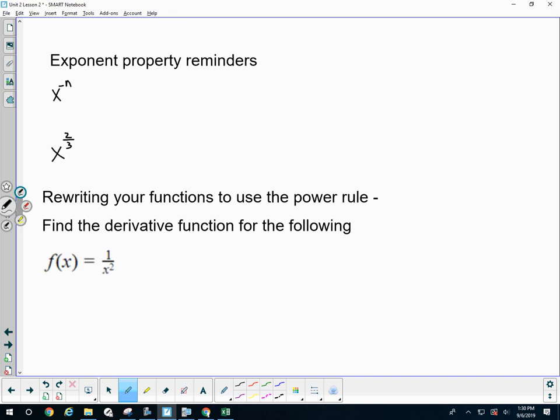Reminder, some rules of exponents. We have a negative power. Talked about it last class. It's the same as the reciprocal with the positive power. This will be very important.